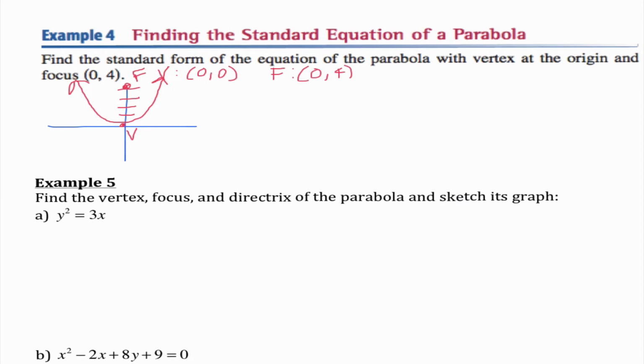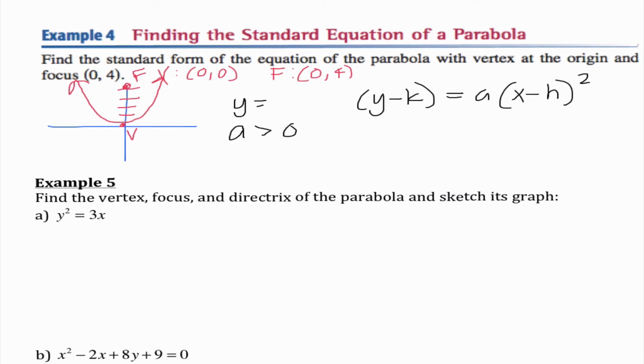Now with this knowledge, I know two things. I know it has to be a y equals parabola because I know y equals parabolas go up and down. I also know that the a value has to be positive. A is greater than 0. And the reason why I know that is because the parabola is going up. So since I know those two things, I can write out my general formula, y minus k equals a times x minus h squared. Yes, we need to have those formulas memorized.